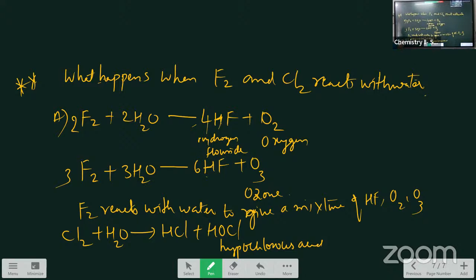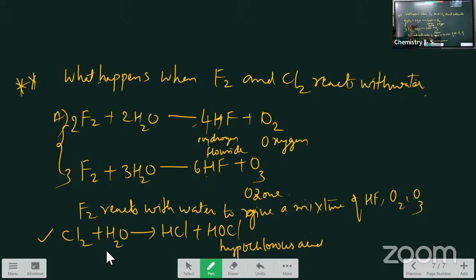For fluorine there are 2 reactions, whereas for chlorine only 1 reaction is there. You will get hypochlorous acid plus hydrochloric acid. If this reaction is balanced, 2 chlorines are here, 1 plus 1, 2 hydrogens, 1 plus 1, and 1 oxygen. So what happens when fluorine and chlorine react with water? Fluorine reacts with water to give a mixture of hydrogen fluoride, oxygen and ozone.